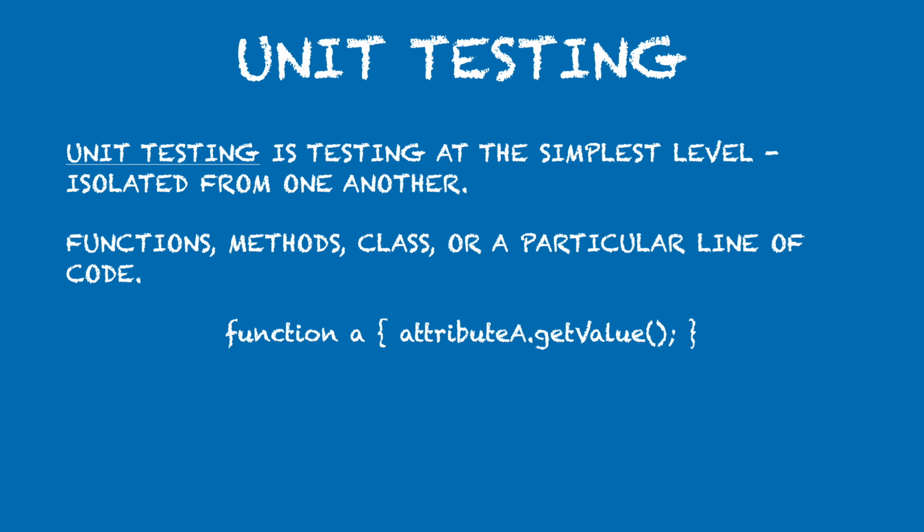Unit testing is the simplest it can get. It's where testing happens in its own space, whether it's a function, a method, a class, or even a particular line of code, as the code sample here shows, where for attribute A, the getValue function call is being made.